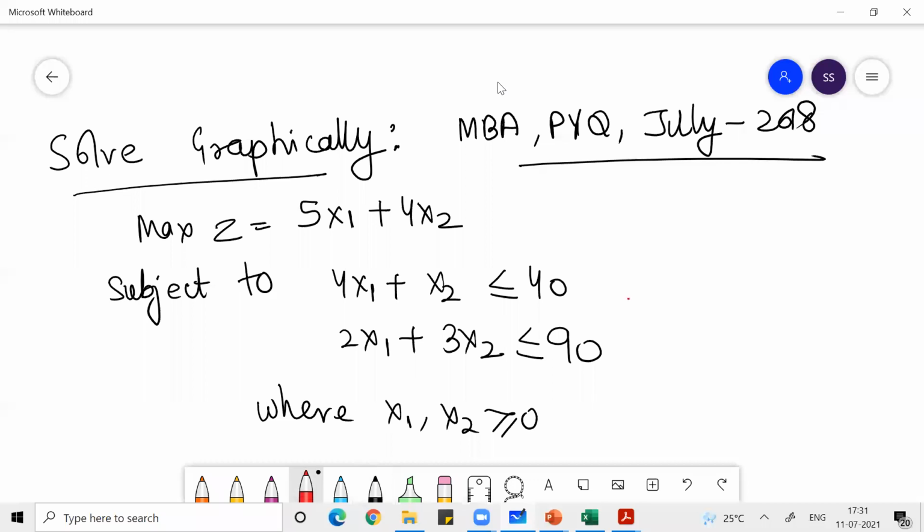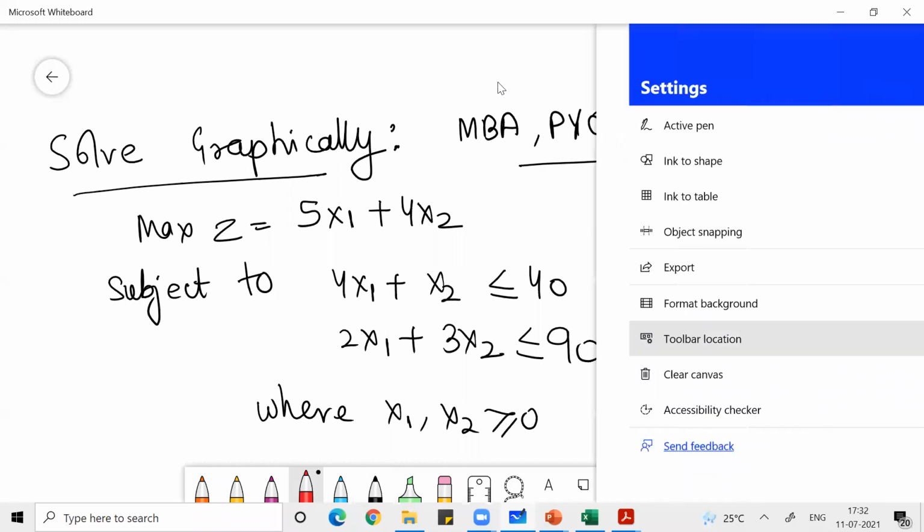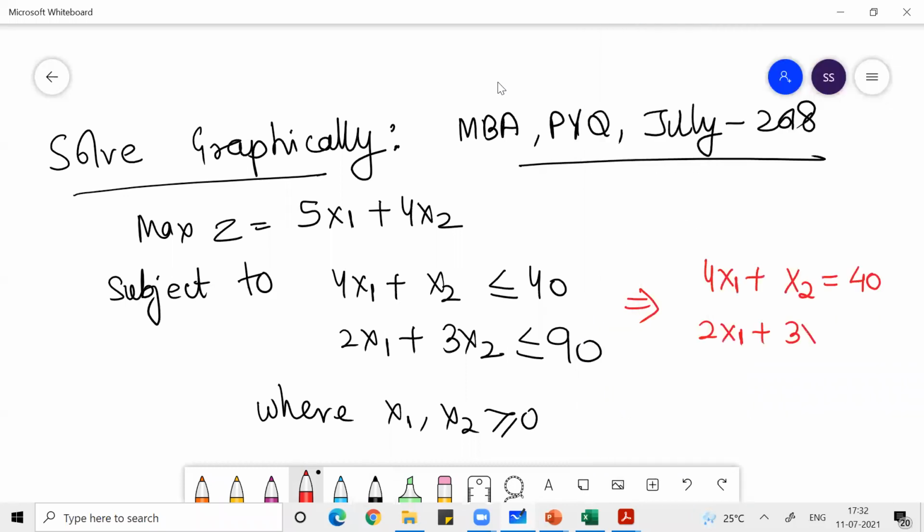So the first thing we'll assume is that your constraints are linear equations, and then your first equation will be 4x1 + x2 = 40, and your second equation will be 2x1 + 3x2 = 90. Assume as if your constraints have the equality sign, and then the equations of your constraints become 4x1 + x2 = 40 and 2x1 + 3x2 = 90. Okay, I hope this part is clear with all of you.